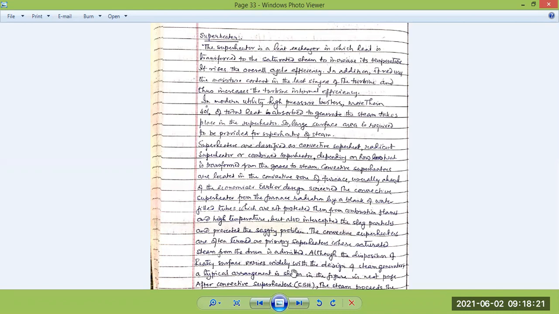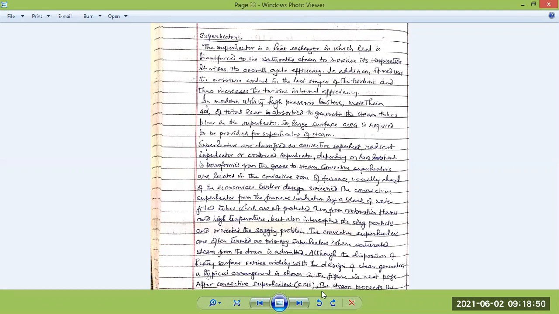Although the disposition of the heating surface varies widely with the design of steam generators, meaning the position of the heating surface varies widely with the design of the steam generator, a typical arrangement is shown in the figure on the next page.